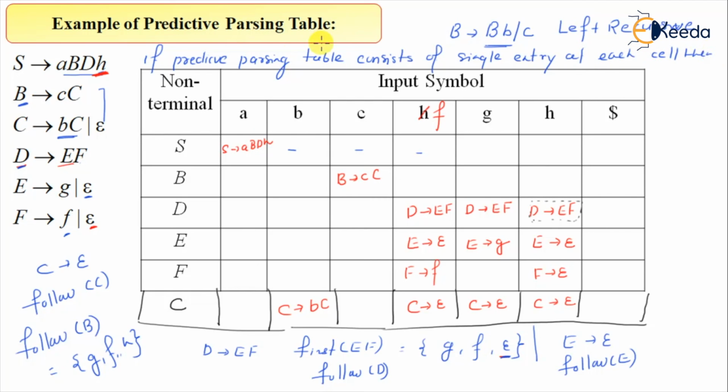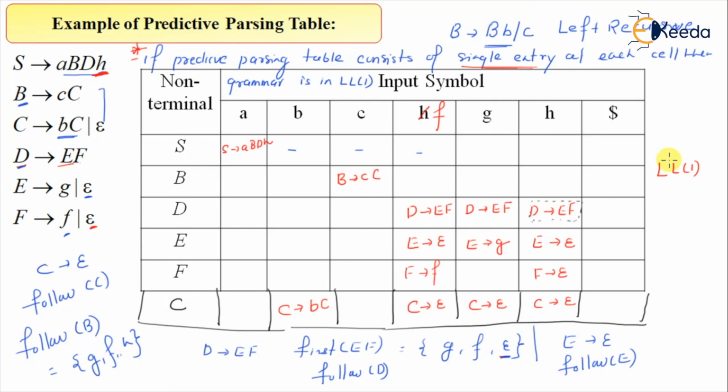then the grammar is LL1. Okay, this is one of the important statements: if the parsing table consists of a single entry, or we call it a unique entry, at each cell, then the grammar is LL1. So this is an example of a grammar which is LL1. With this construction of the parsing table, I can conclude that this grammar is an LL1 grammar.